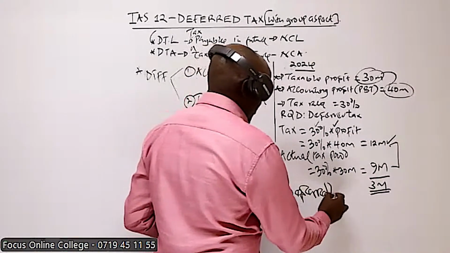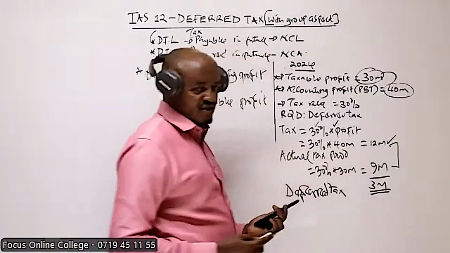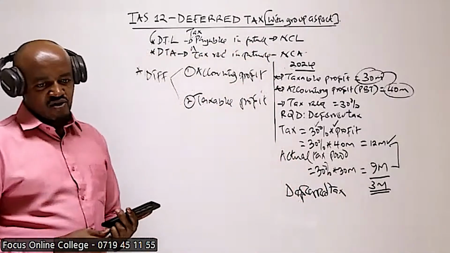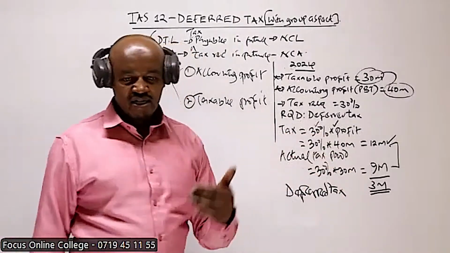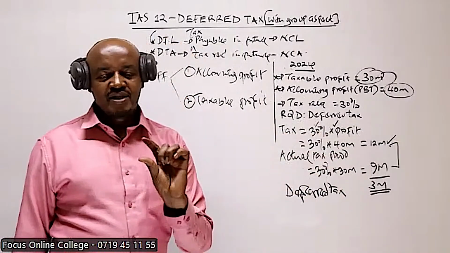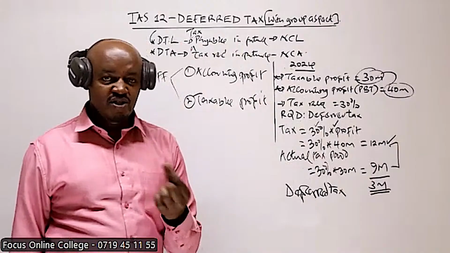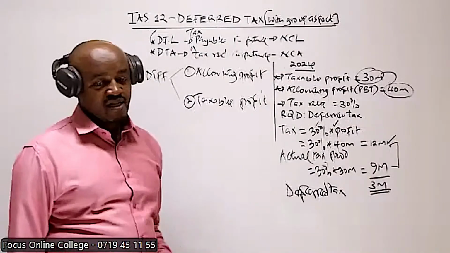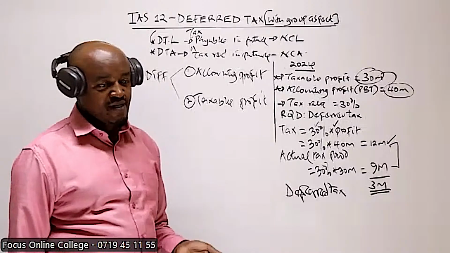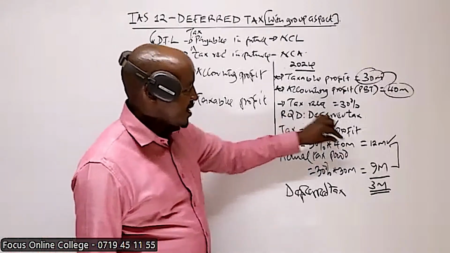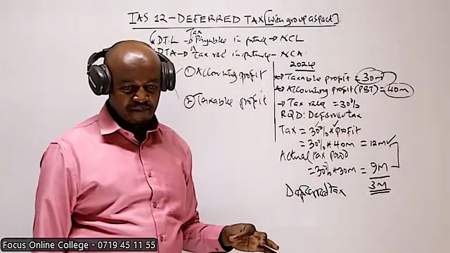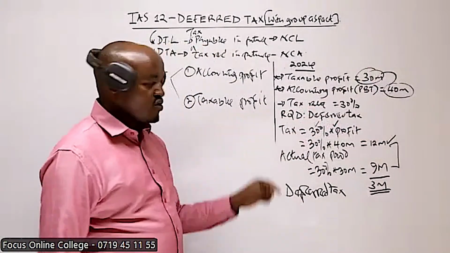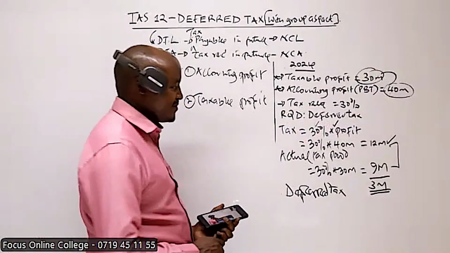Why a deferred tax? You can see that during the current year, 2024, our company was supposed to pay a tax of 12 million, but the actual tax to be paid is 9 million. The accounting profit and taxable profit are different. It basically means that during the current year, the company has paid less tax than it was supposed to pay. Now, this will be known as a deferred tax liability.